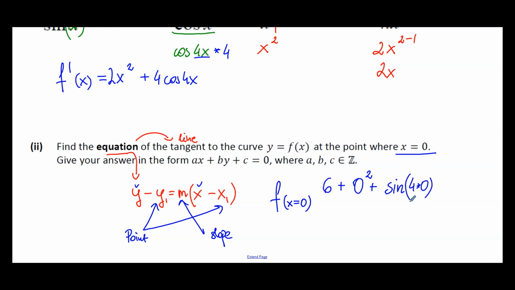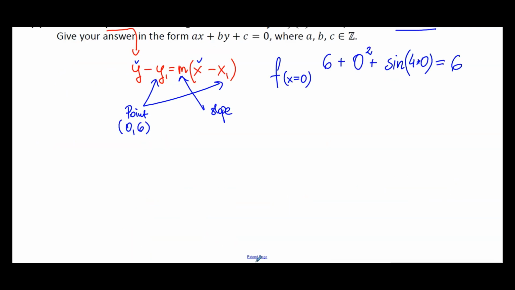We put that in the calculator, make sure that, yeah, actually it doesn't matter, it can be in degrees. We put that in the calculator, and what do we get? We get 6. So we know that the point we are looking for has x value 0 and y value 6. So then we are only left with the slope. How do I find the slope?